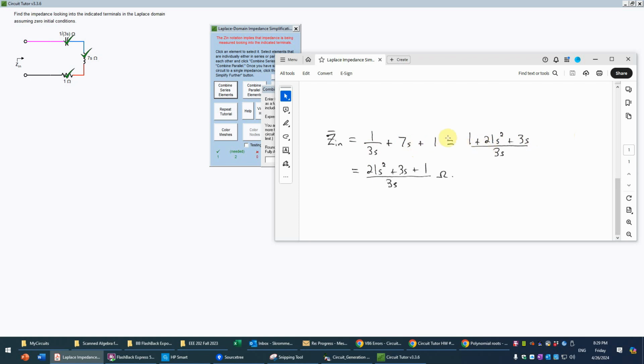And again, we can check 1 over 3S. That's indeed what we had here. The 21S squared over 3S, of course, is just 7S. That's what we had here. And the 3S over 3S is 1. So we can easily check that, and it's a good idea to do that. And then here we don't need to take any reciprocal because that's already an impedance. So we'll just put this in the standard order with the highest power first, 21S squared plus 3S plus 1 all over 3S.